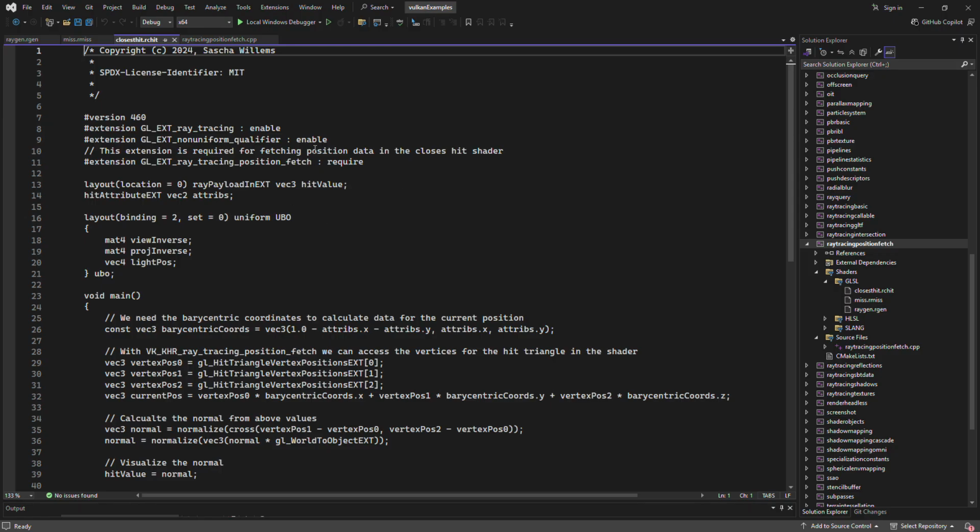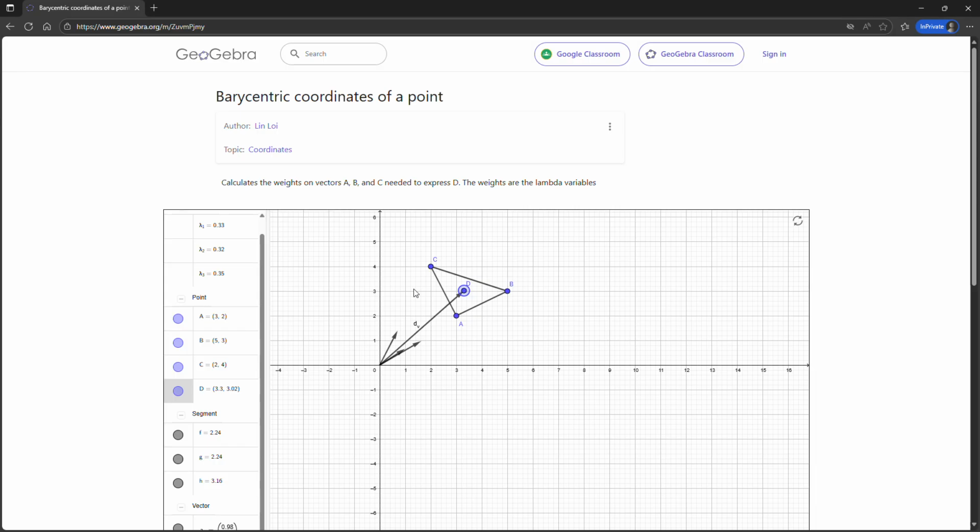This extension is required for fetching position data in the closest hit shader. GLEXT ray tracing position fetch. So when it's saying position fetch and ray tracing basic position fetch, it is talking about getting the vertices of the triangle that you hit.